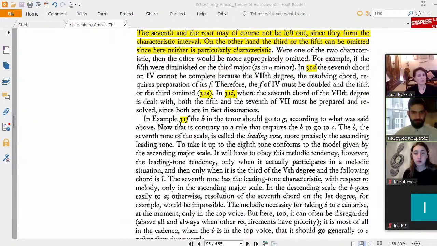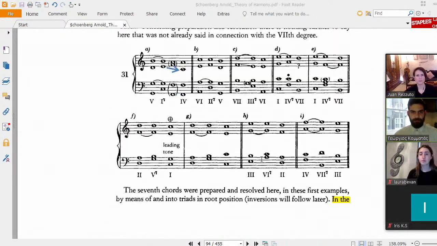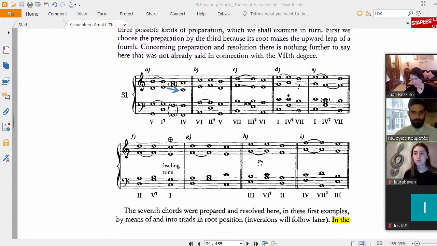In example 31F, let's talk about it. The B in the tenor. Let me read this one so you can see. In example 31F, the B in the tenor should go to G, according to what was said above. Now that is contrary to the rule that requires the B to go to C.